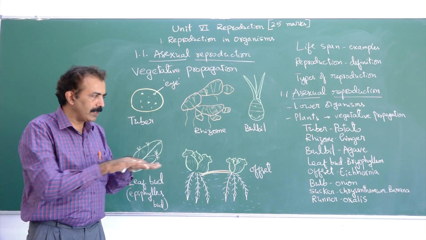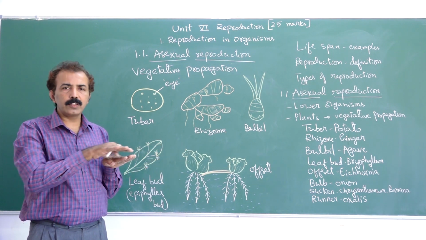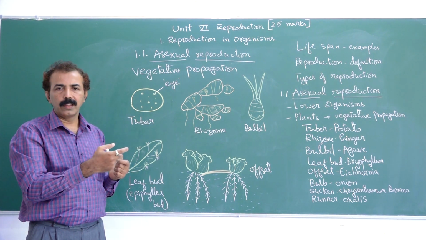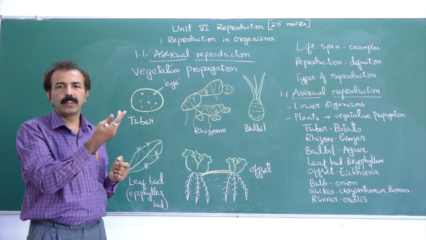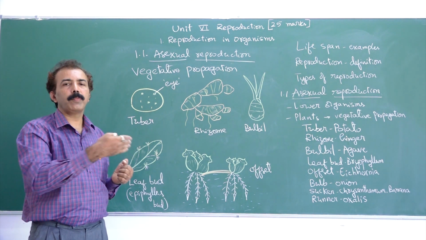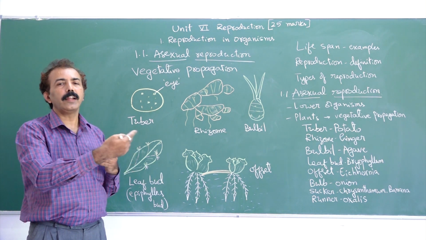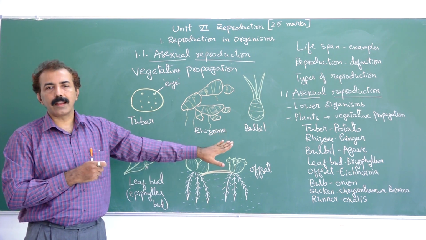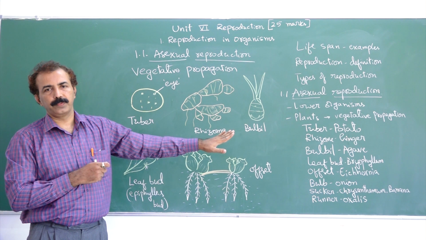The stem grows on the surface of the soil, it runs on the surface of the soil, producing roots at every node and bunch of leaves above. If the internodes are cut due to mechanical damage, they become individual plants. That's a method of reproduction called runner method of reproduction.